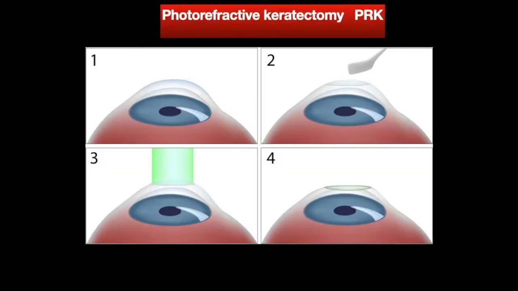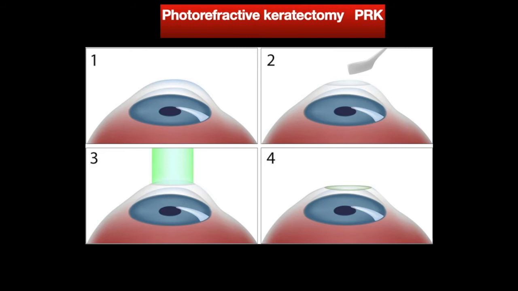Now, refractive surgeries are of two types. Photorefractive keratectomy, or PRK, is one form of procedure. This is the earliest form of refractive surgery. Here, as you can see in image number 2, an instrument is used to remove the epithelium of the cornea. In figure 3, the laser is applied, and in figure 4, after the completion of the procedure, you can have an epithelial defect, which takes about 3 to 5 days to recover.